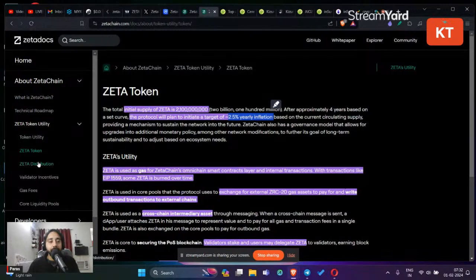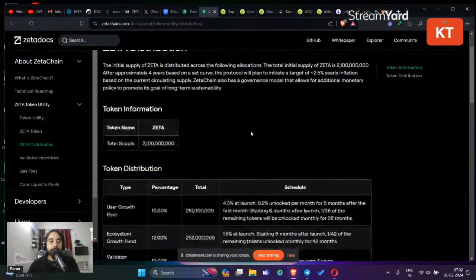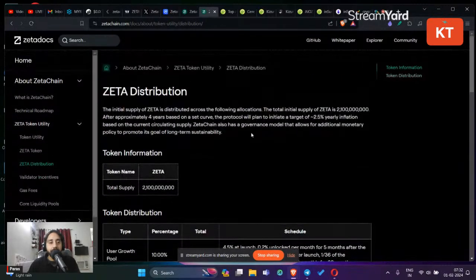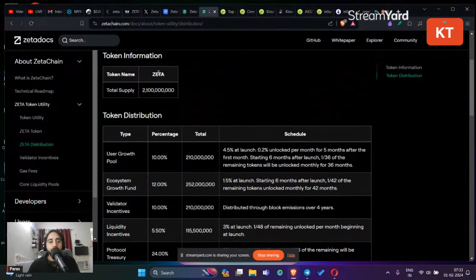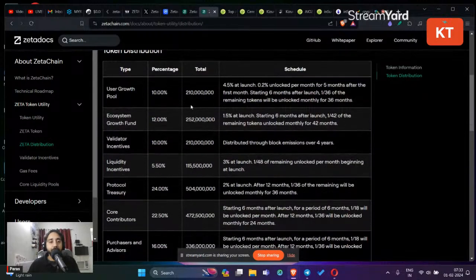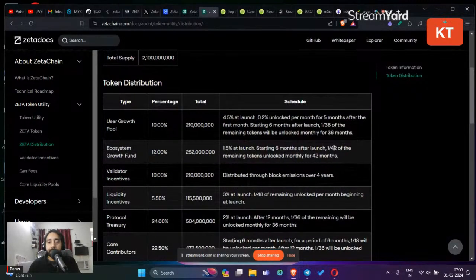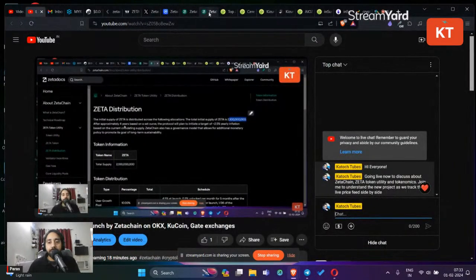Now, Zeta distribution: where all the tokens are going, you can see right over here. The initial supply of Zeta is distributed across the following allocation. The total initial supply is 2.1 billion tokens, and after 4 years, like I said, the target inflation is 2.5%. Zetachain also has a governance model. Now, token information: the ticker is Zeta, and you can read the token distribution from here. A complete breakdown of token distribution has been shared. If you have any question in between, you can definitely post it here and I will be happy to respond.